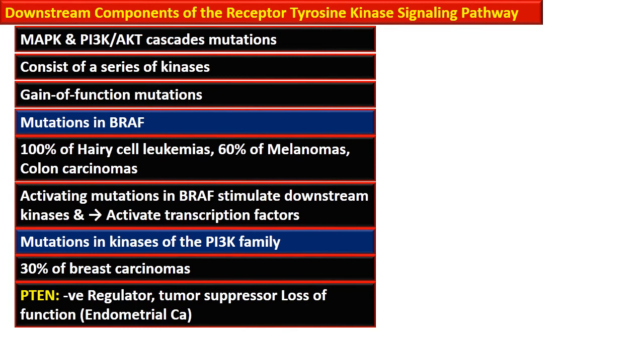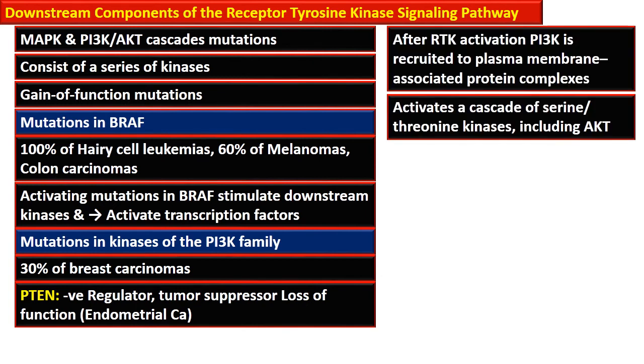The mutation in the kinases of the phosphatidyl inositol 3 kinase family are also seen, and the gain of function mutation is seen in 30% of the breast carcinoma. The brake to this phosphoinositol 3 kinase is PTEN, that stands for phosphatase and tensin homologue. This PTEN is a negative regulator, and it's a tumor suppressor gene. So loss of function of this PTEN is seen in endometrial carcinoma.